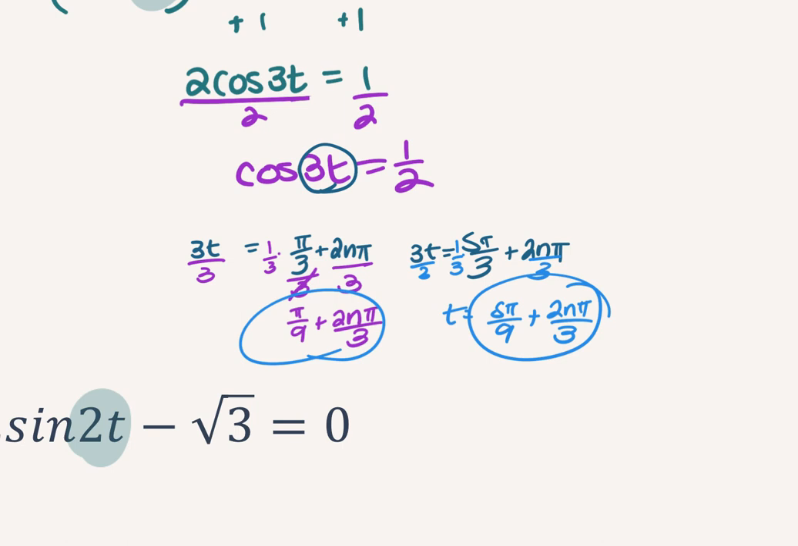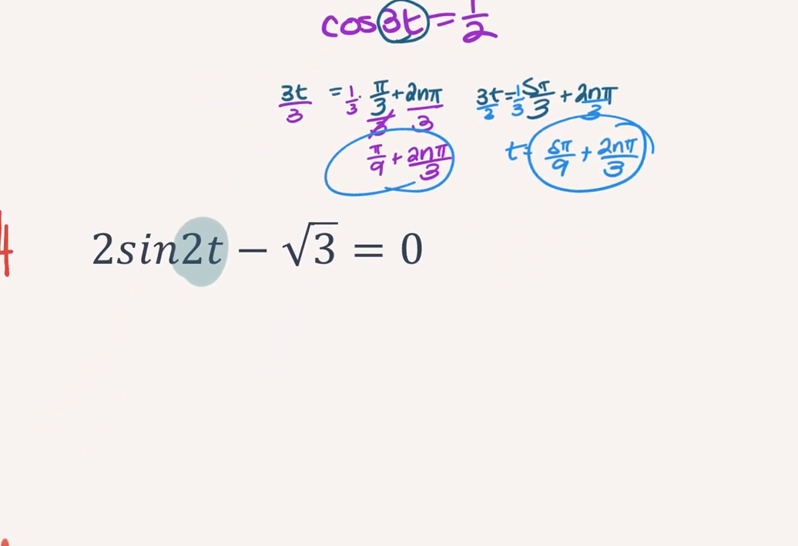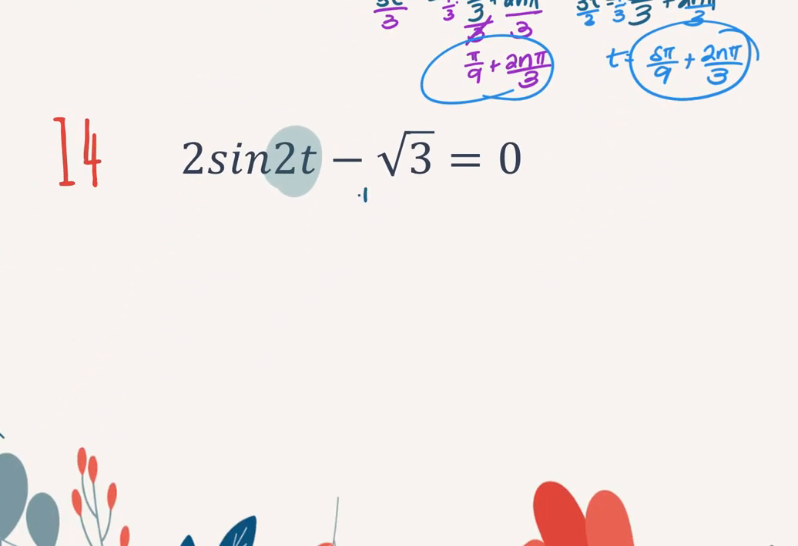And we don't have to find extraneous roots. No, because we didn't square both sides. So only if you square both sides. All right, 14, you're going to add the root 3.